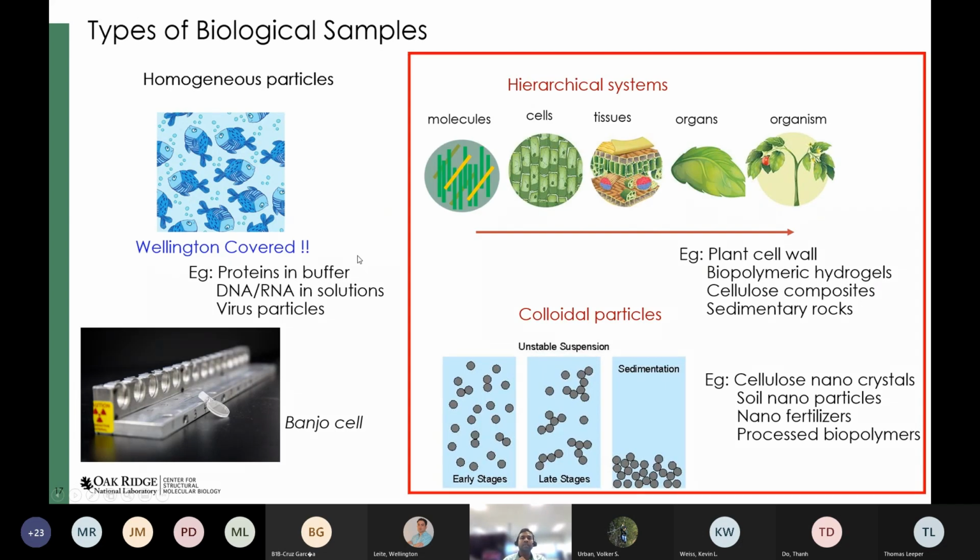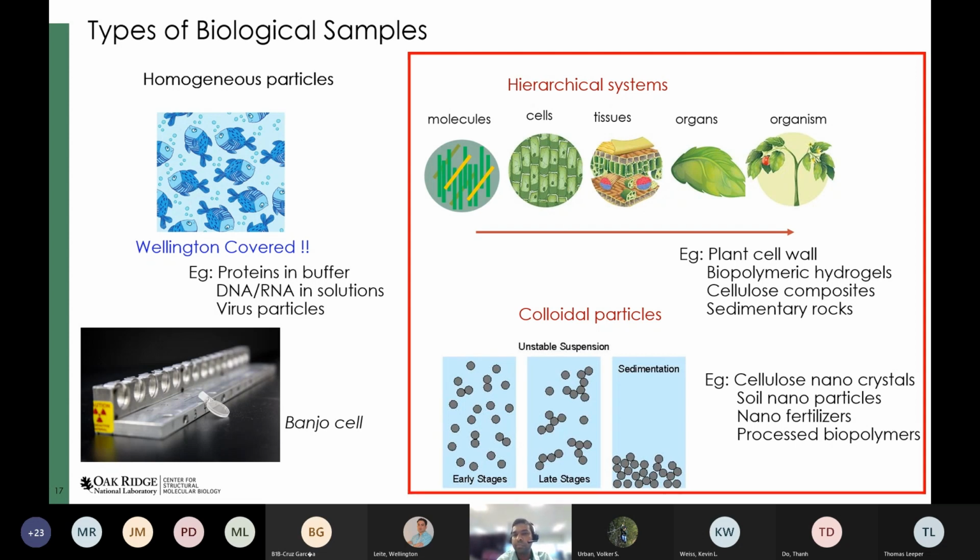So basically there are three kinds of samples coming to be measured at the bioscience beamline. One is the homogeneous sample, which was just covered by Wellington. Basically, those are proteins in buffer, DNA and RNA in solutions, or virus particles. It's very hard to make the samples ready for the beamline, but after the samples are ready, it's not very hard to fill them into the cells. Usually they use the Banjo cells to fill the samples and do the measurements.